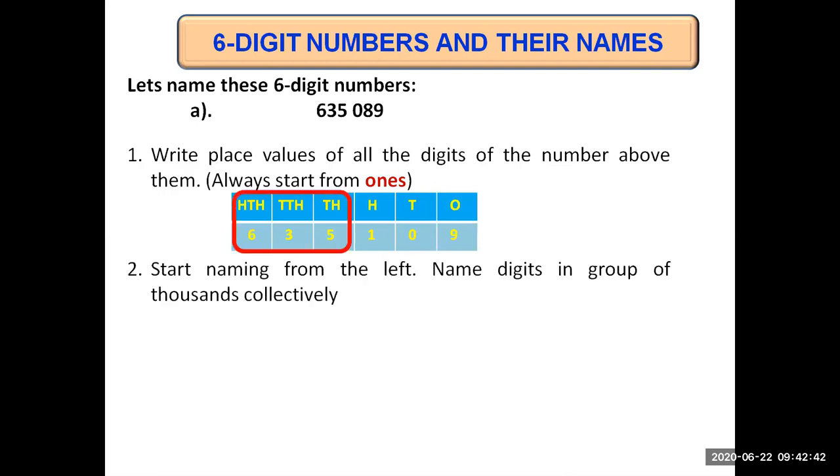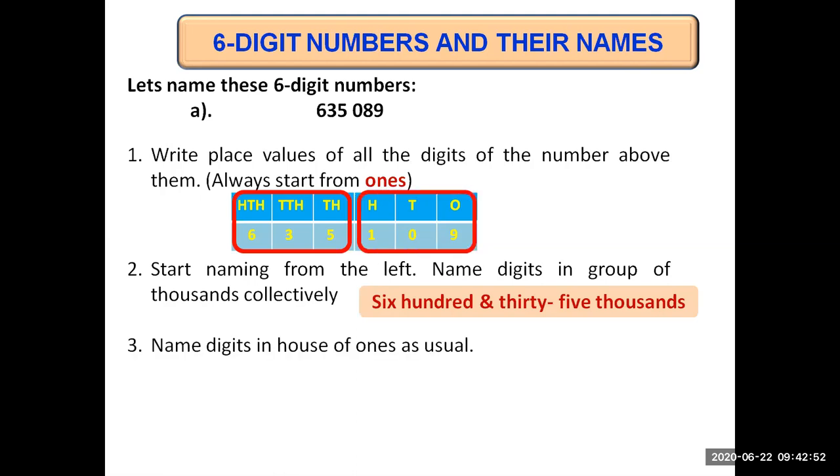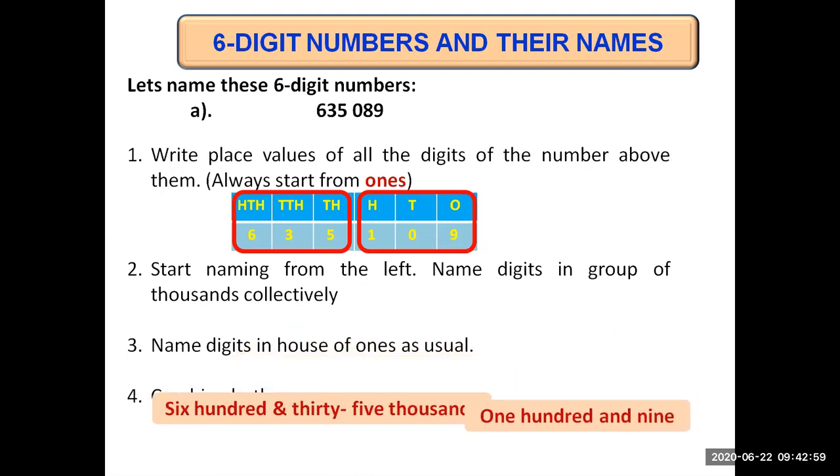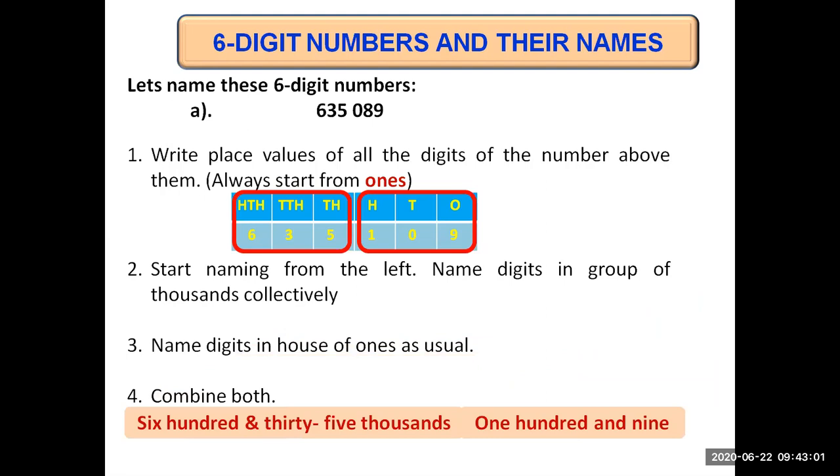Now start naming from the left. Name digits in the group of thousands collectively. We have 6, 3, and 5 in the group of thousands, so we say it is 635. And the house of ones is named collectively. It is 109, so we say it is 109. Combining both, we get the full number name 635,109.